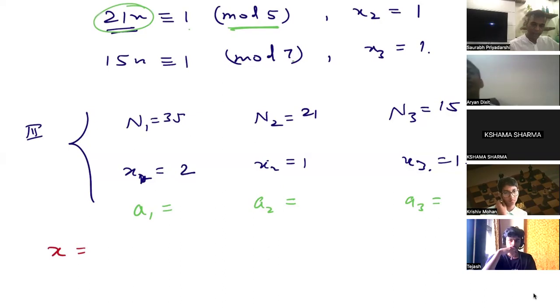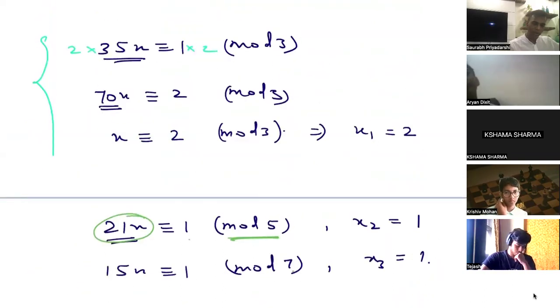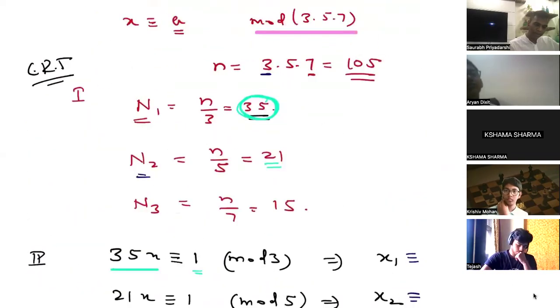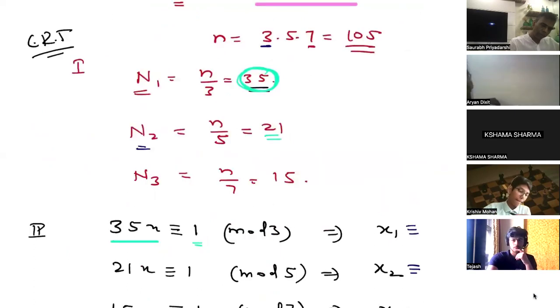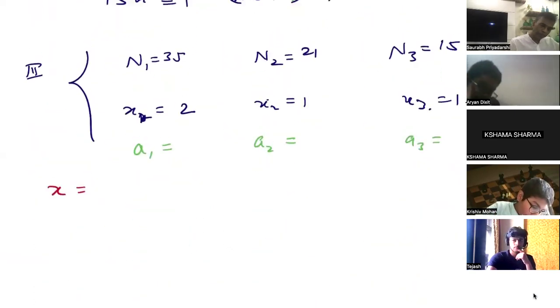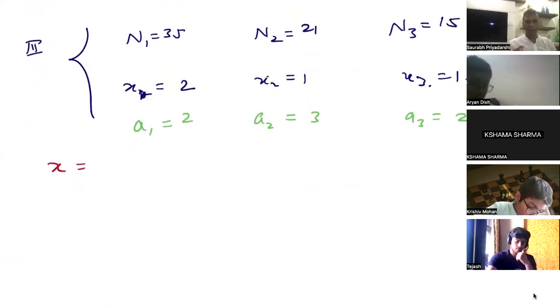So I'm getting, right? A1, A2, A3. What was given in the question, right? This is called A1, A2, A3. Oh, okay, sir. 2, 3, 2. 2, 3, and 2, right? This much you have to do. N1, N2, N3, X1, X2, X3, A1, A2, A3.